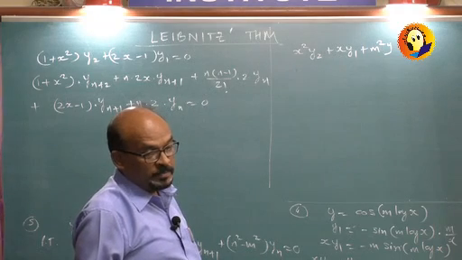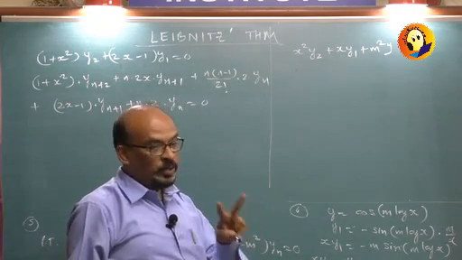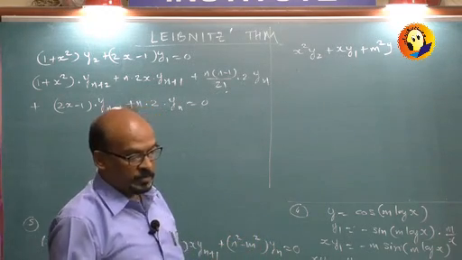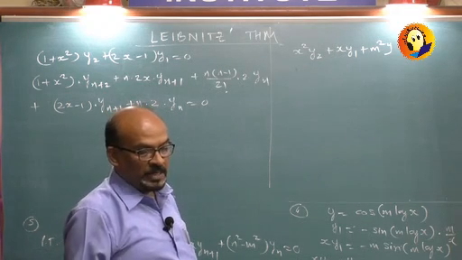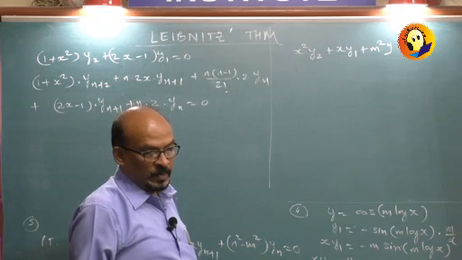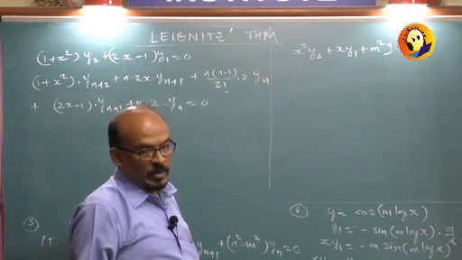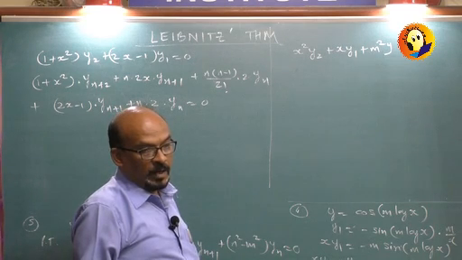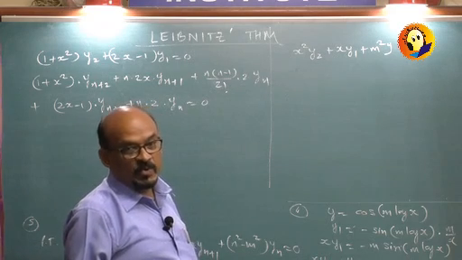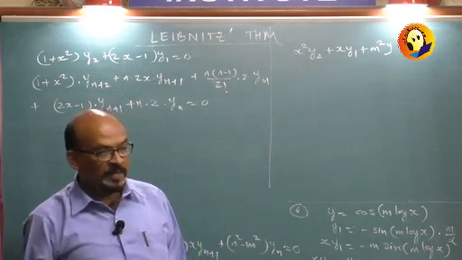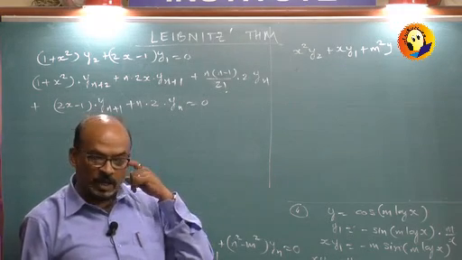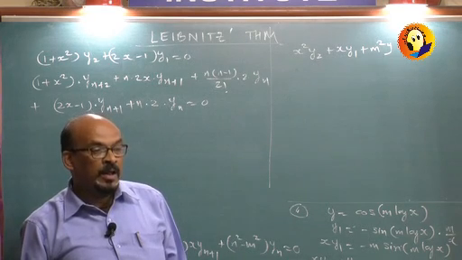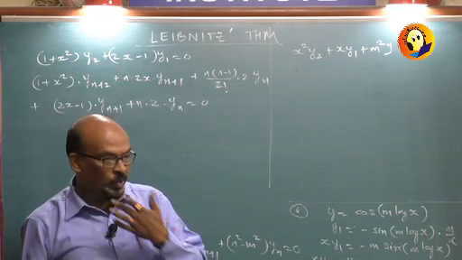What is u? There is a product of two terms, u into v, right? And we are supposed to take nth derivative. So what is u? X square. What is the formula saying? First term is u into... what is the formula? Nth derivative of u into v is u vn plus n u1 vn minus 1 plus n into n minus 1 upon 2 factorial u2 vn minus 2 plus n into n minus 1 into n minus 2 upon 3 factorial u3 vn minus 3 and so on.